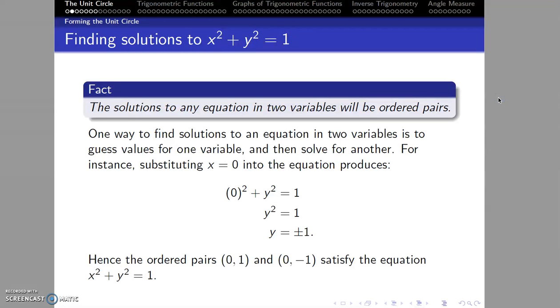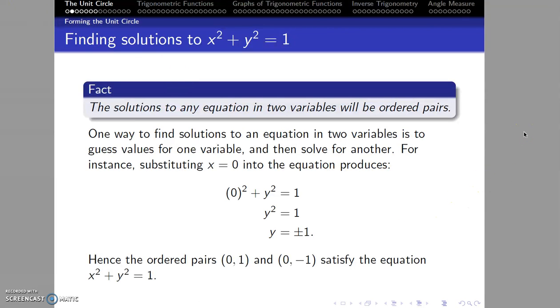And one way we could find solutions is to just take some number, substitute that in for x, and see what y would necessarily have to be for it to be true, right? Because if I put a number in for x, that makes this an equation in one variable. And suddenly all of our techniques and tools that we've been exposed to before, we can use now, right? I can take the square root of both sides, and I get y is equal to plus or minus 1. So when x is 0, y can either be 1 or negative 1, which gives me these two ordered pairs as solutions to my equation.